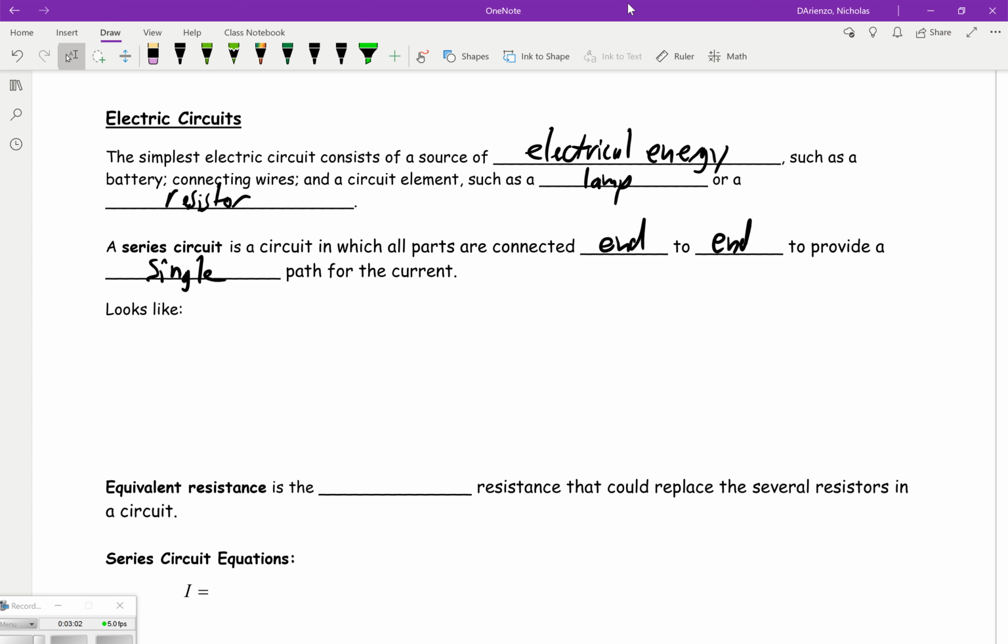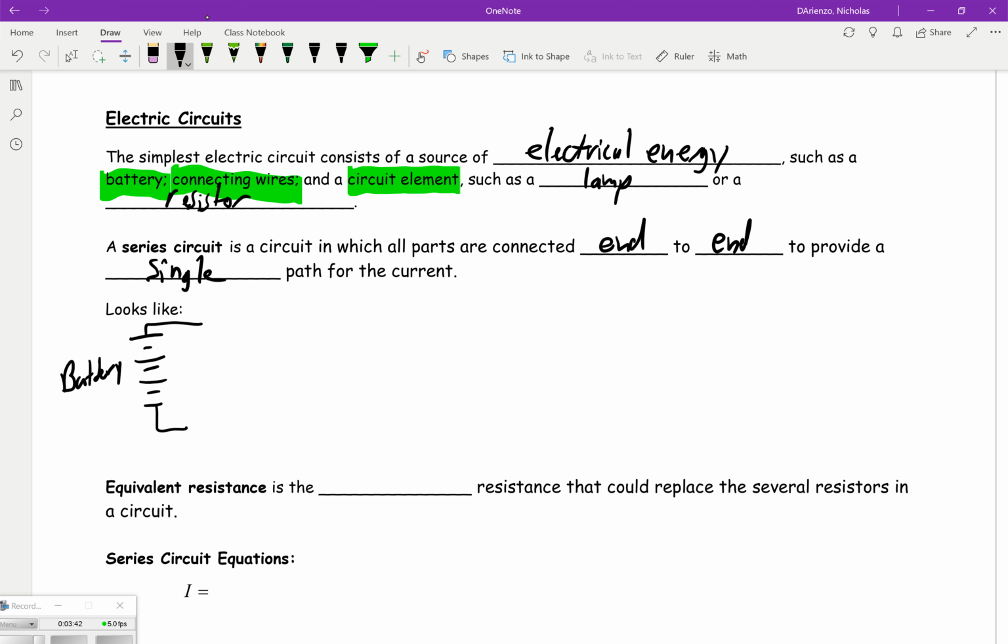But the series circuit, as we said, has to consist of a battery. And I'm going to use the schematic symbols from your reference table, which are on the bottom of page 4. I'm going to start here with a battery, and a battery we know has multiple cells. So there's my battery. So we have to have a battery. We have to have connecting wires. And we have to have a circuit element.